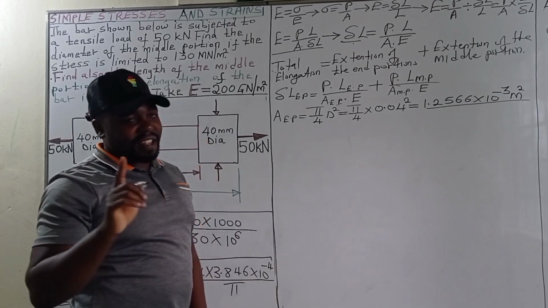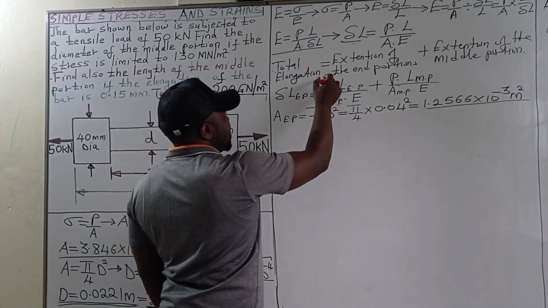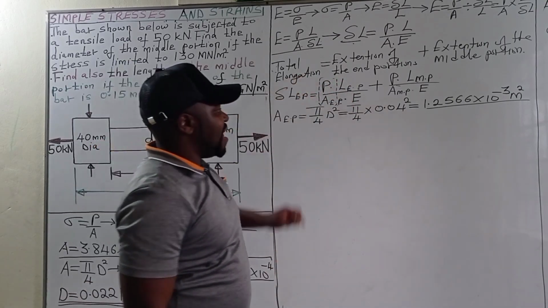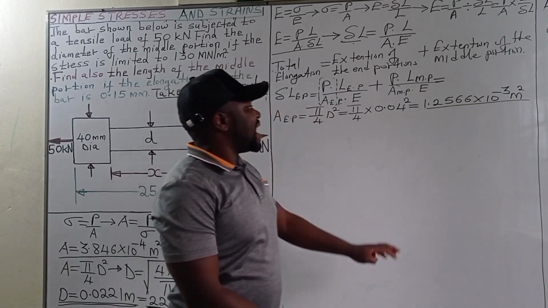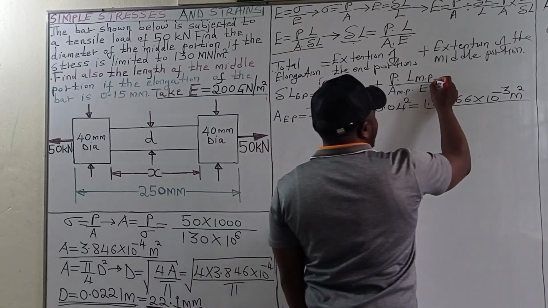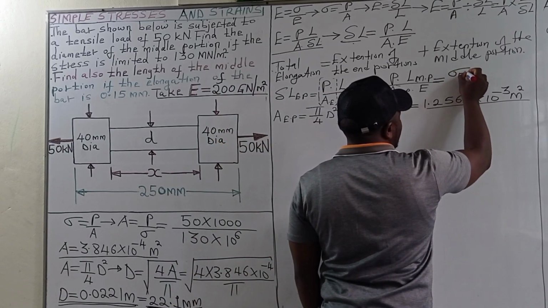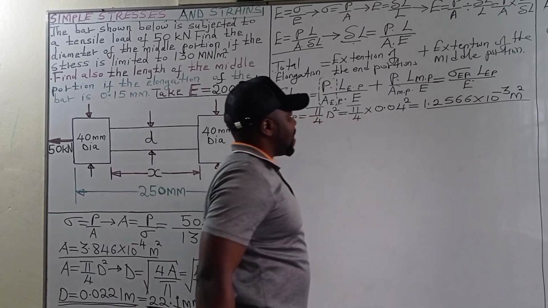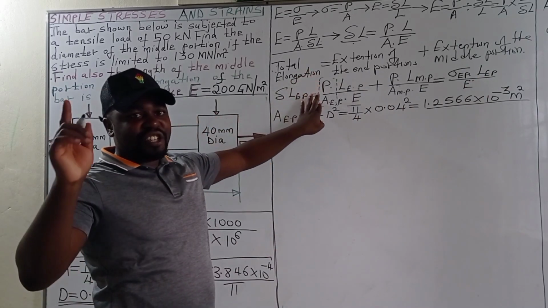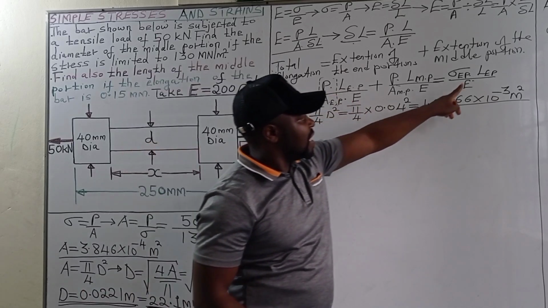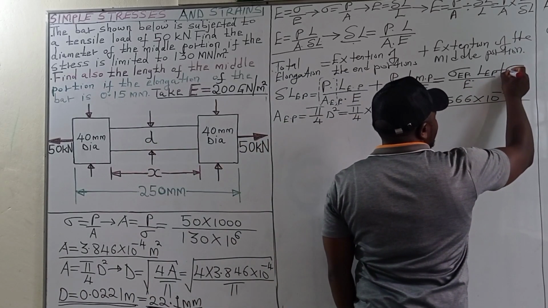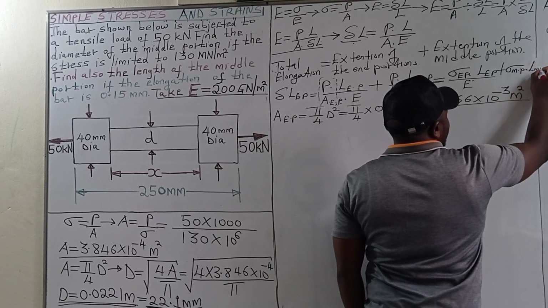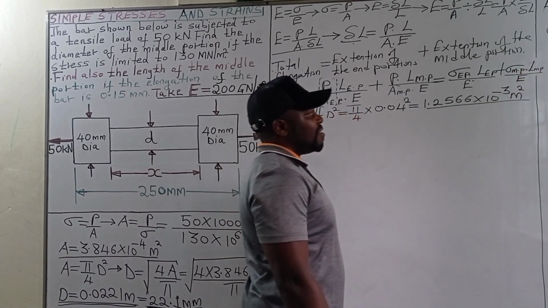Let's determine the stress of the end portions. Now, if we take P over A, we are going to get stress. Therefore, we can rewrite this relation as follows: the stress of the end portions times the length of the end portion divided by the Young's modulus of elasticity. Since P over A equals stress, we are going to remain with L over E, which is there. Then we add these two, the stress of the middle portion times the length of the middle portion, divided by the Young's modulus of elasticity.